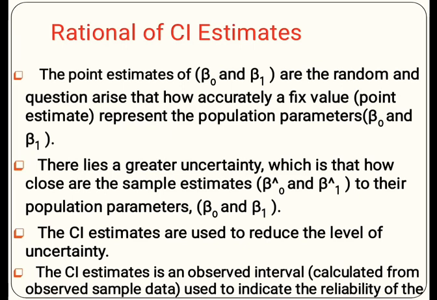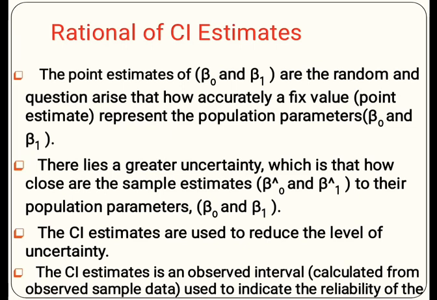That is an uncertain question. There lies a greater uncertainty, which is how close the sample estimates beta naught cap and beta 1 cap are to their population parameters beta naught and beta 1. Confidence interval estimates are used to reduce the level of uncertainty.